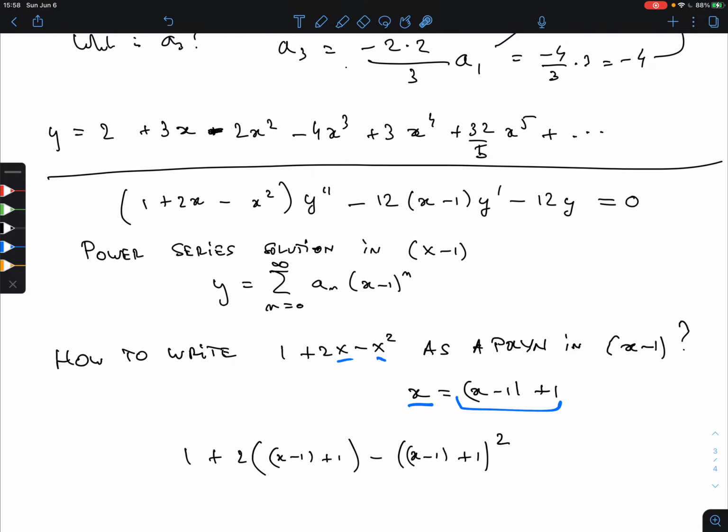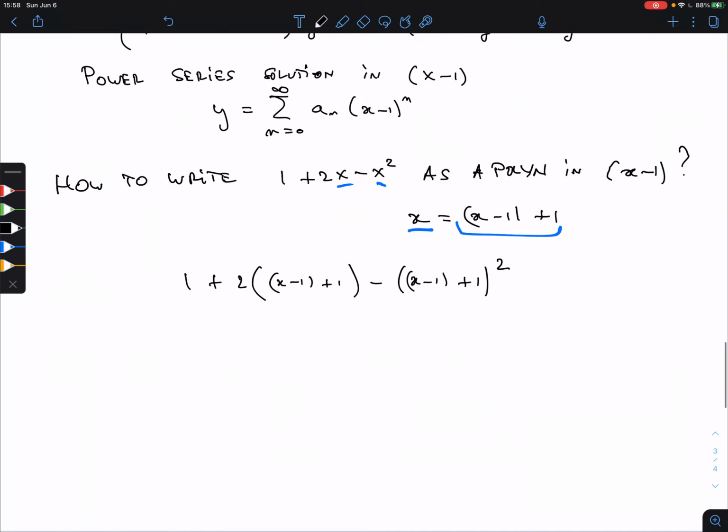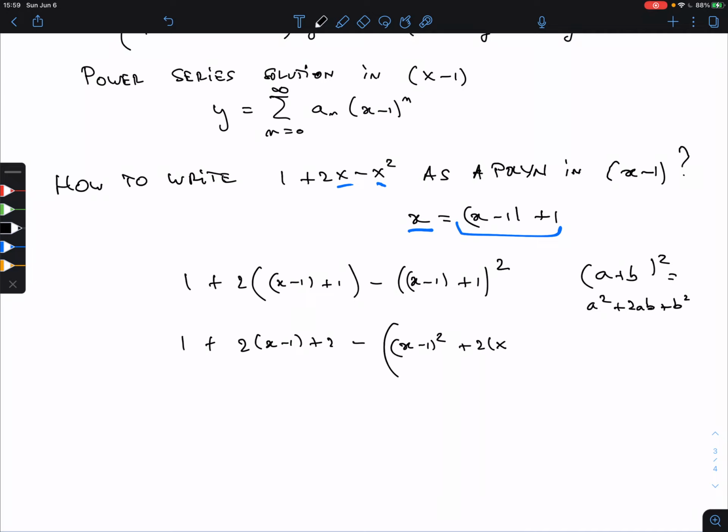So let's work it out then. Okay, so the first one is not hard. We just distribute. It's 2 times x minus 1 plus 2. What happens here? Well, double product formula. Remember, a plus b squared is a squared plus 2ab plus b squared, right? Okay, so let's do that. That's x minus 1 squared plus 2x minus 1 plus 1.